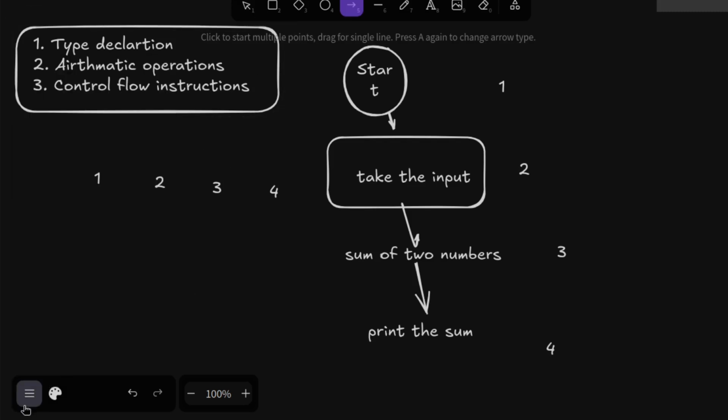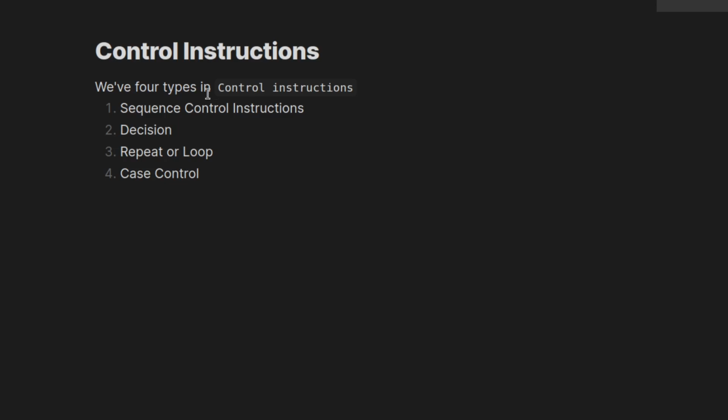So first, second, third and fourth. We never run instruction number 2 after statement number 4. This is not possible. So basically this is the example of sequential control, which is very basic and easy. The second one is very tricky, which is decision. Let me give an example.